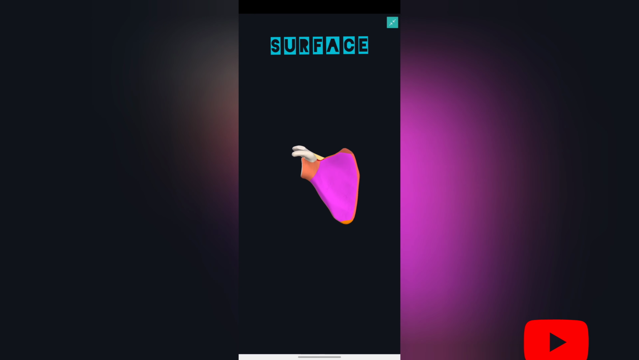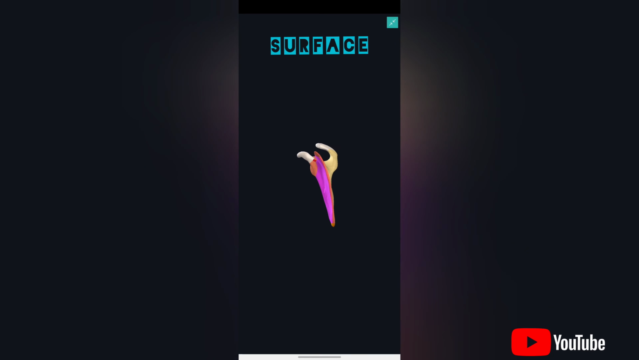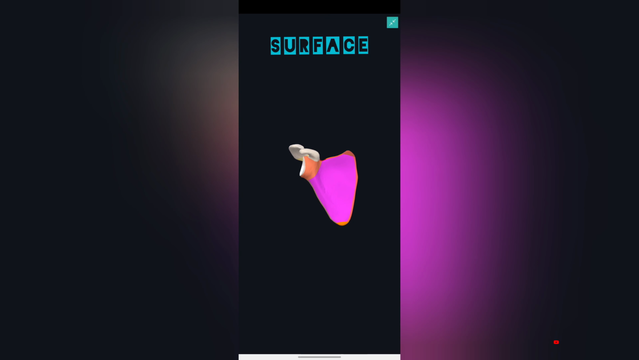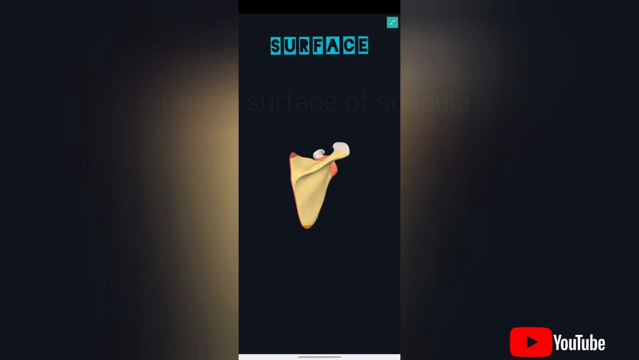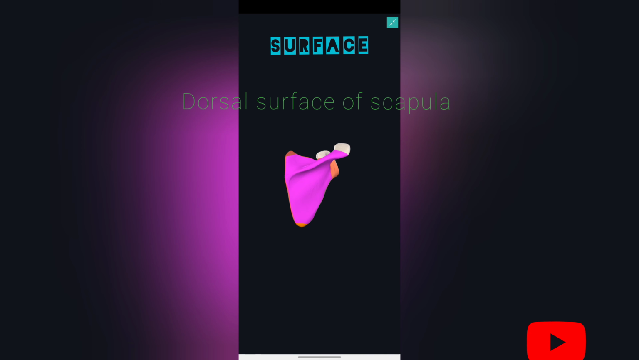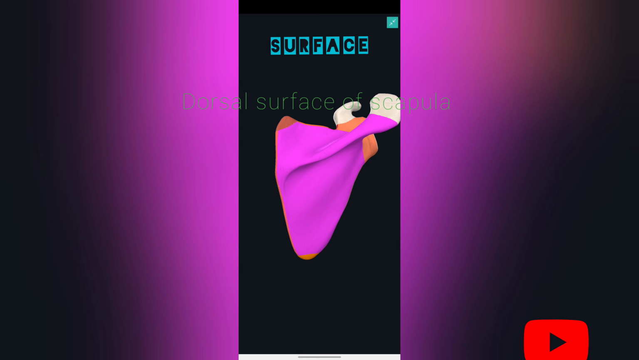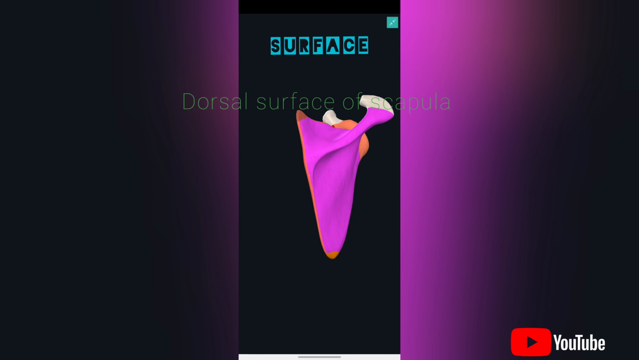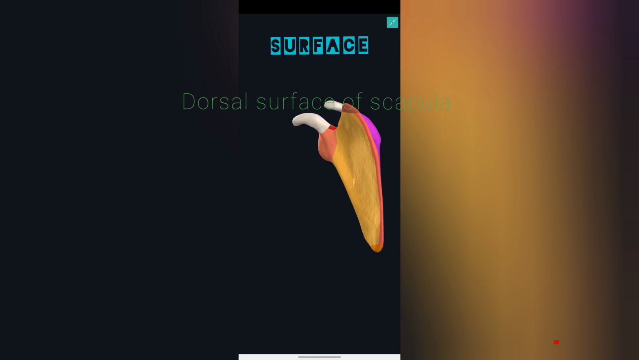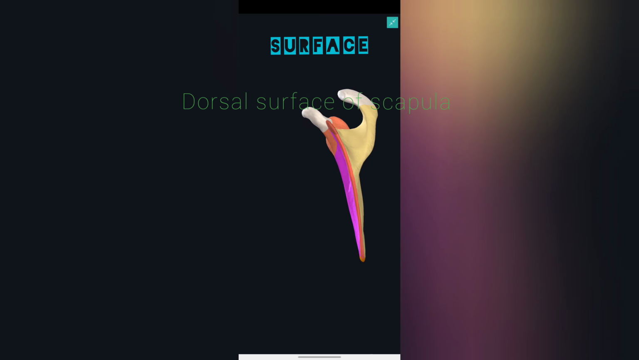Now we are going to the surfaces of the scapula. Let's learn the surfaces of each part. The one in pink is known as the costal surface of the scapula. Next is the dorsal surface of the scapula, which is this pinkish part, and it resembles a convex portion. The costal surface resembles a concave structure.